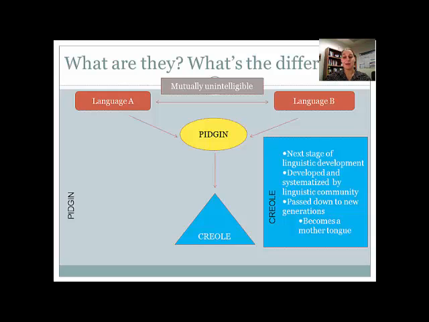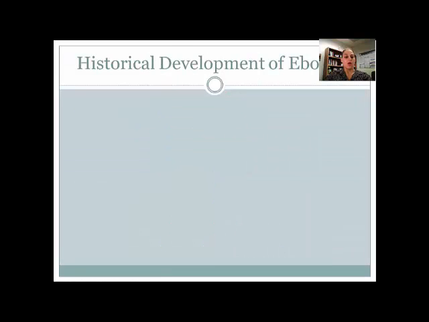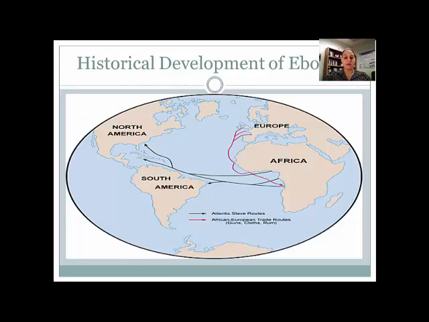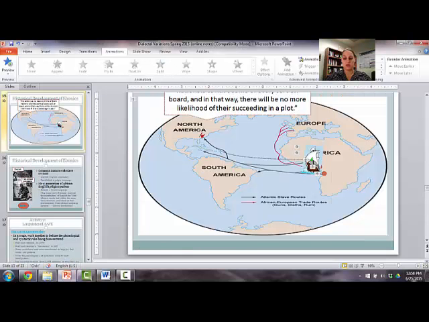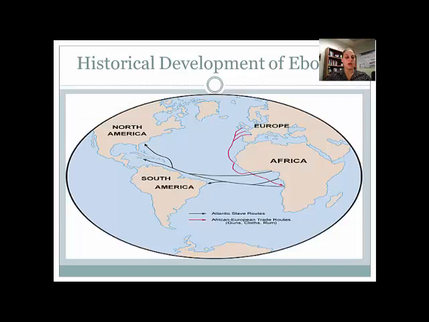So let me give you an example of how this happened in the United States and how it is related to African American English vernacular. Here we have a map of the Atlantic slave trade routes, the routes that ships would take between America and Africa and back. Many linguists trace the development of African American English vernacular, or Ebonics, back to the time of slavery and the slave trade.